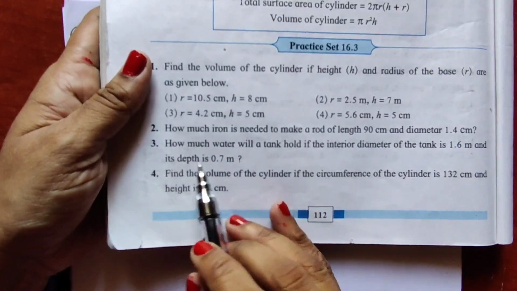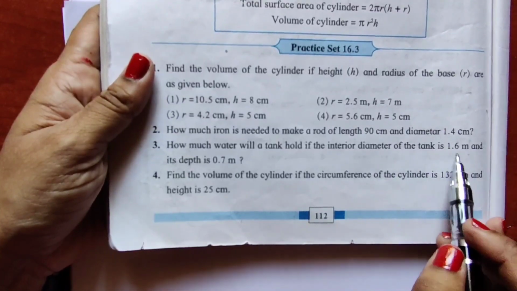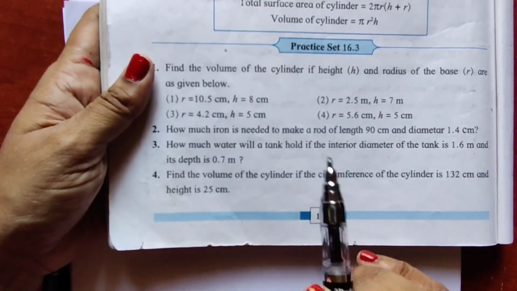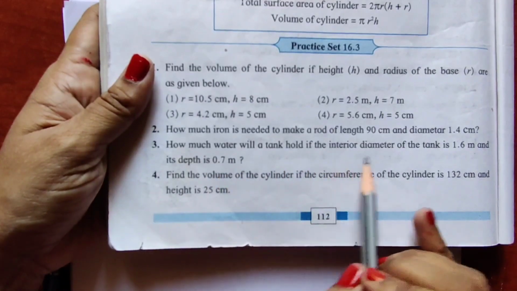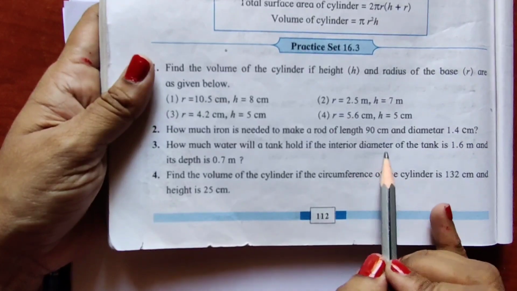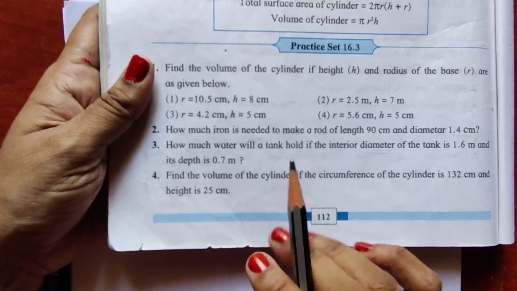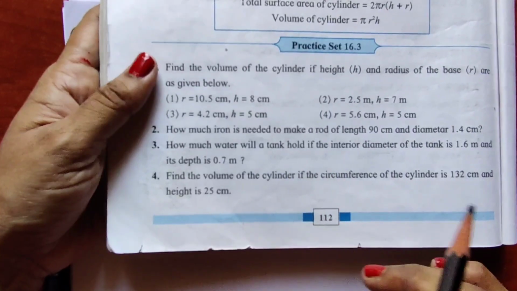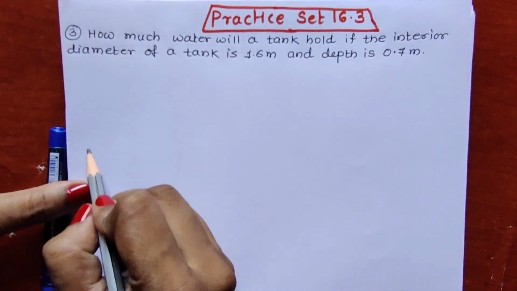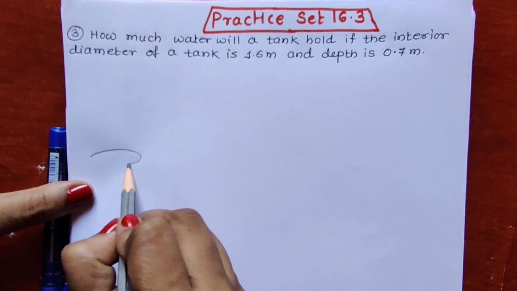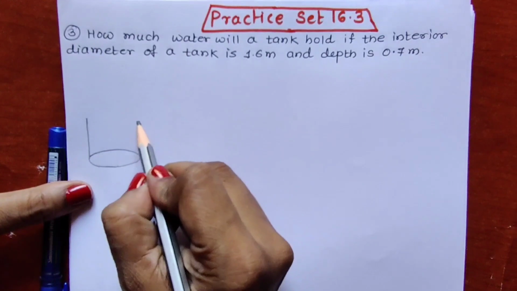Now let us see this third question. How much water will a tank hold if the interior diameter of a tank is 1.6 meter and depth is 0.7 meter. So that means we have to find out the volume of this tank. As diameter is given, the tank is cylindrical in shape, so we have to find out the volume or capacity of the tank. How much water it holds means we have to find out the capacity of the tank. Inner diameter is given, so this tank is cylindrical in shape.